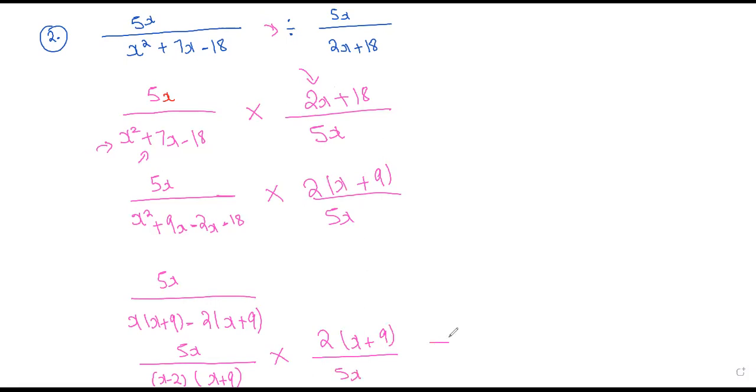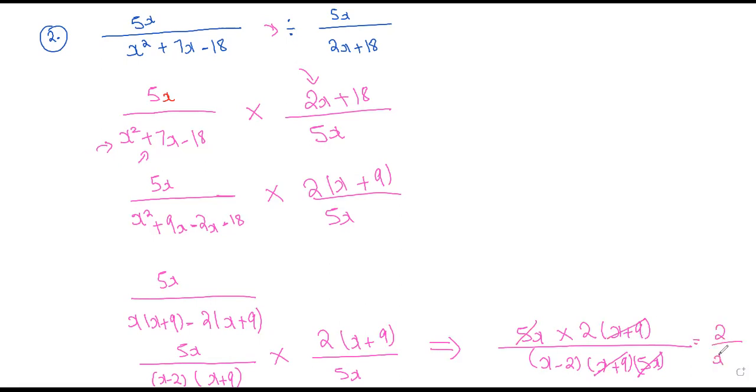So I can write it as 5x into 2(x plus 9) divided by (x minus 2)(x plus 9) and 5x. 5x and 5x are cancelled, x plus 9 and x plus 9 are cancelled, and finally we have 2 divided by x minus 2, right? Did you understand the simplification? Yes. Okay, very good.